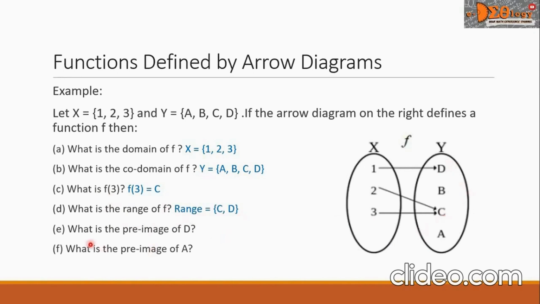Question E. What is the pre-image of D? The D is here. The pre-image is 1. Question F. What is the pre-image of A? The A is here, so A has no pre-image.